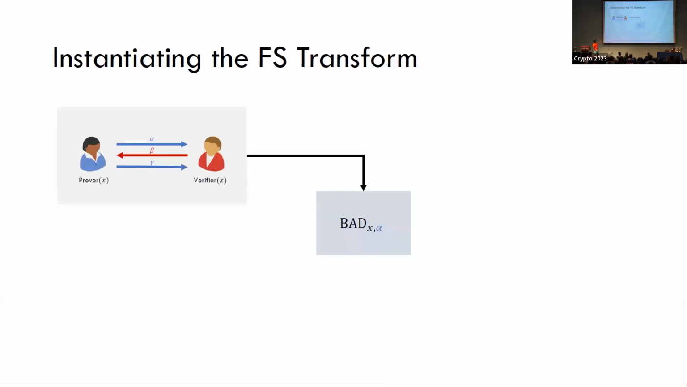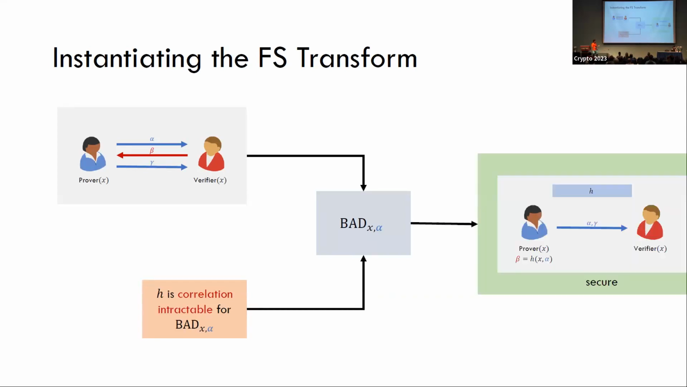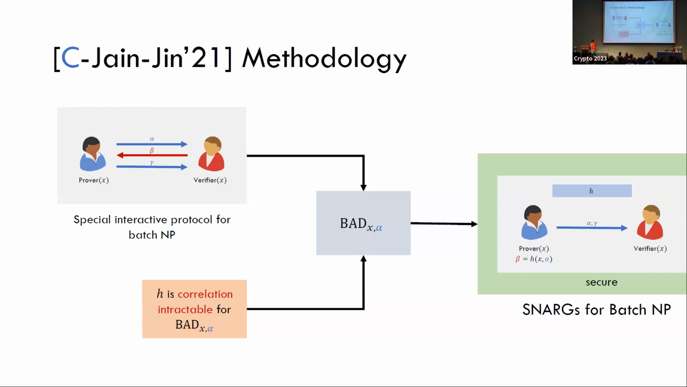So to put it again in this picture, we have an interactive protocol that gives a certain set bad. Every protocol might give you a different bad set. And then we need to construct a correlation intractable, or CI, hash for this bad set to get a secure non-interactive protocol in the CRS model. So this is, in fact, the paradigm that was followed for the first construction of SNARGs, where you started with a special interactive protocol for batch NP to get SNARGs for batch NP.